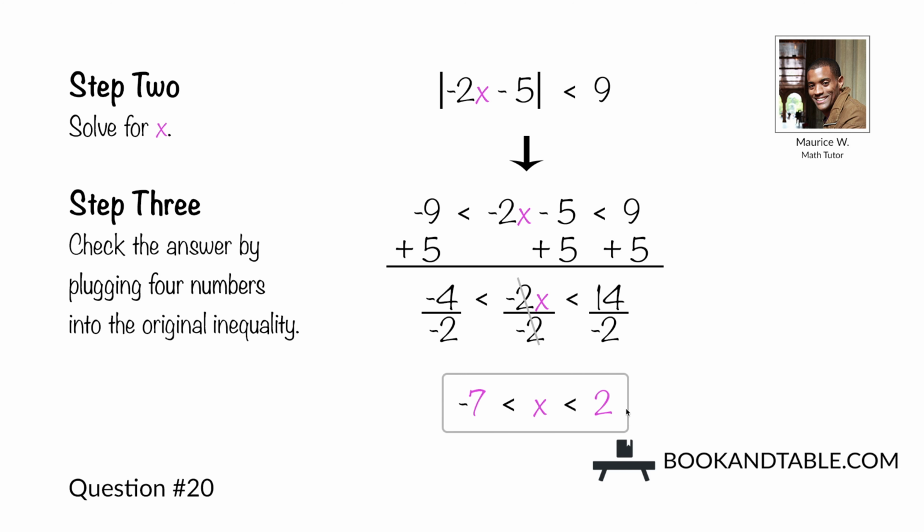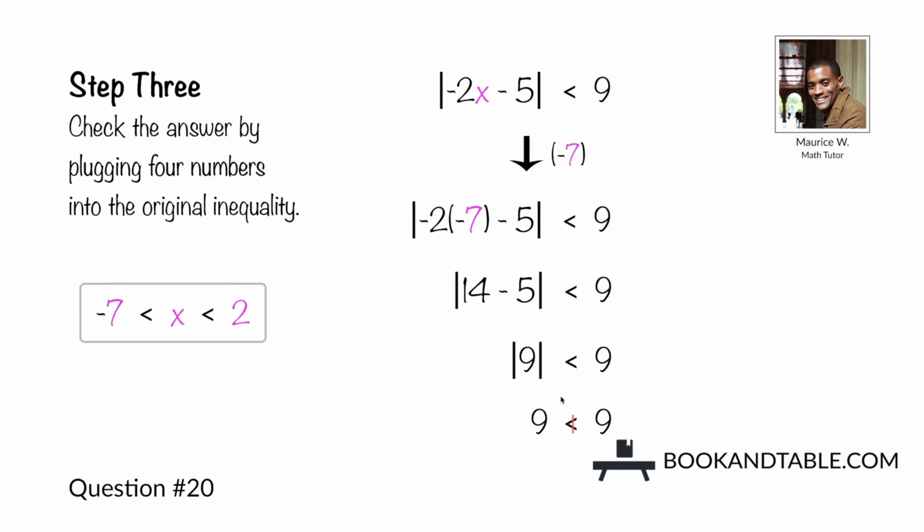And now we check this answer by plugging 4 numbers into the original inequality. We'll plug in 2 values on this end and 2 values on this end. On the lower end, negative 7 should not work. Negative 6 should work. When we plug in negative 7 for x, negative 2 times negative 7 is 14.